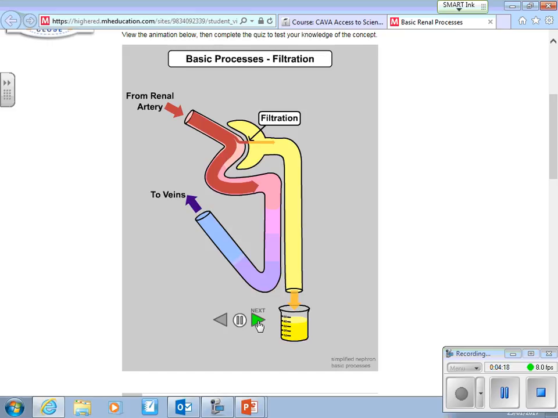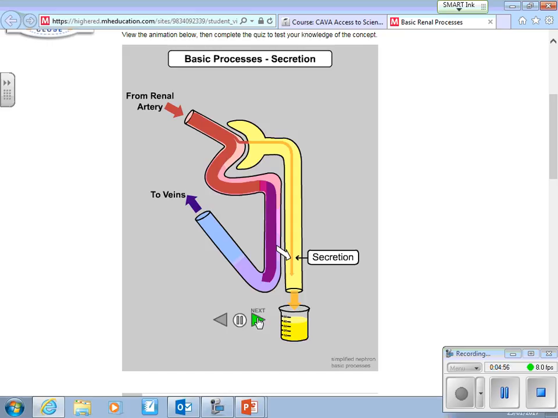The next stage, if you carry on through, as the filtrate passes through the PCT, the loop of Henle, and the DCT, you get substances reabsorbed from it back into the blood. That's why those capillaries are wrapped around it. So stuff that we need is reabsorbed. We also, however, have secretion of other products. There's things like used up medication, drugs, hormones, getting rid of more urea and that sort of thing. That's actually secretion.